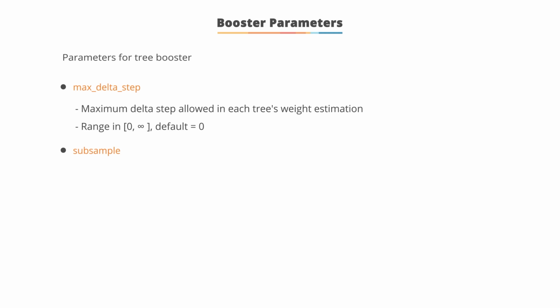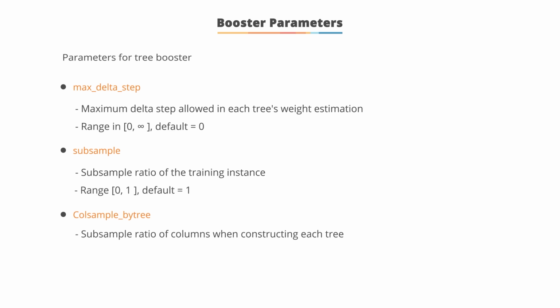Subsample is used to calculate the subsample ratio of the training instance. Its value ranges between 0 and 1, and the default value is 1. Colsample by tree is the subsample ratio of columns when constructing each tree. Subsampling occurs once for every tree constructed. Its value ranges between 0 and 1, and the default value is 1.